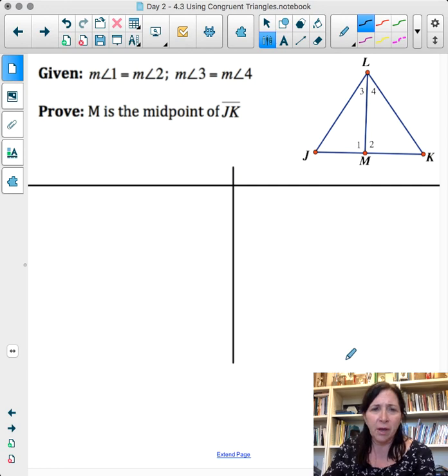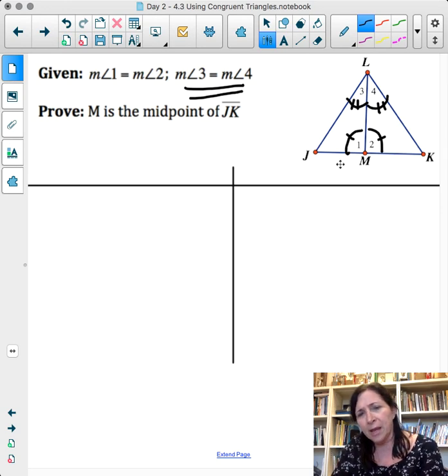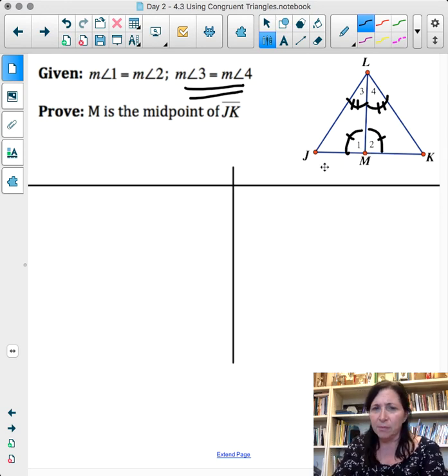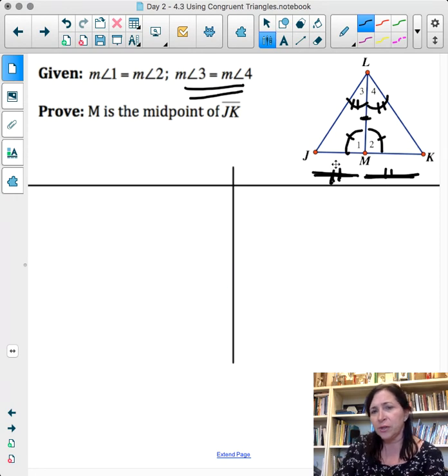So we have another proof. You're given that angle 1 is congruent to angle 2. So we're given that this is congruent to this. You're also given that the measure of angle 3 is congruent to the measure of angle 4. So I'm trying to prove that M is the midpoint, which would be the midpoint if this segment was congruent to this segment. Well, those segments are going to be congruent if I can prove that the triangles are congruent. So in order to prove that the triangles are congruent, I need one additional piece of information, and that's LM is congruent to itself. Then I know the two triangles are congruent.